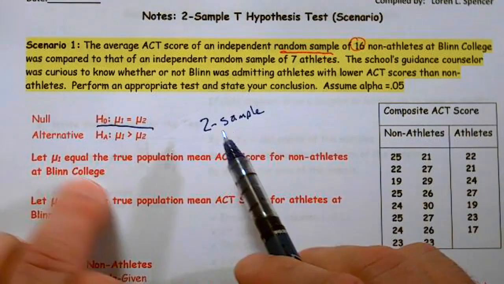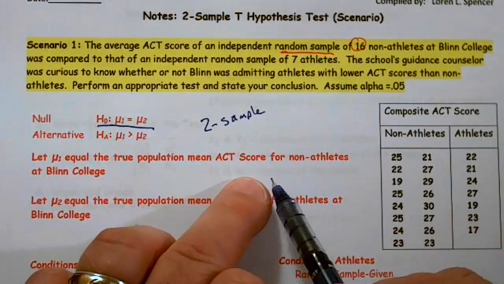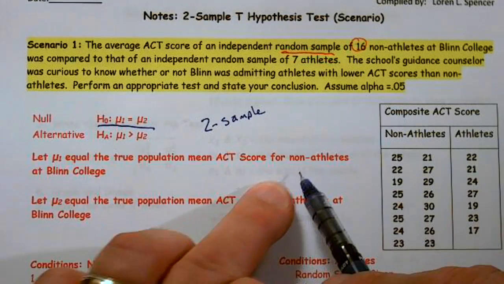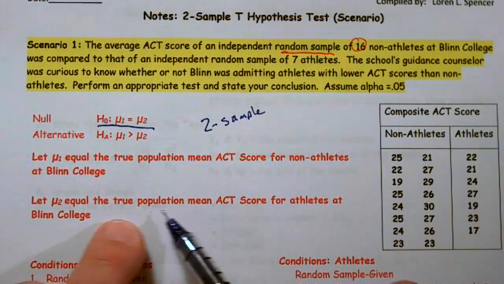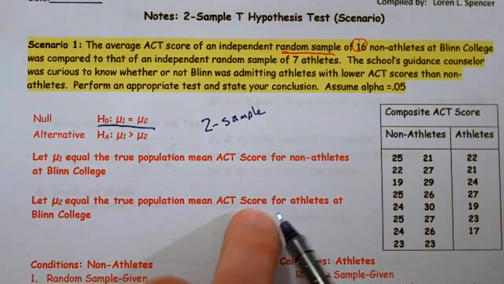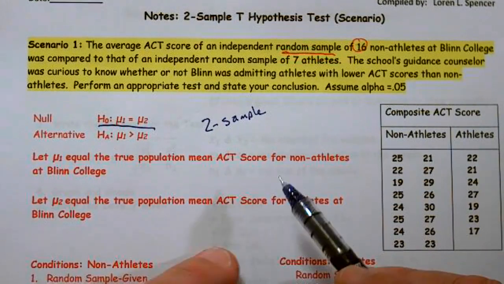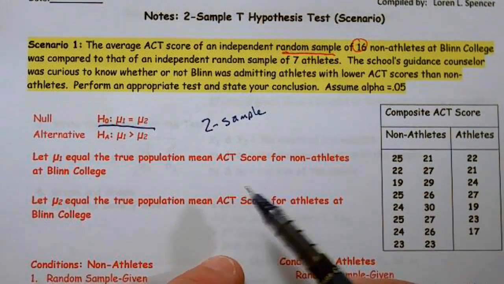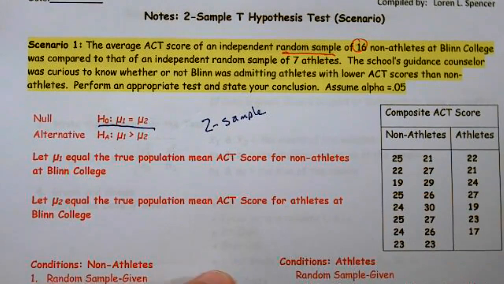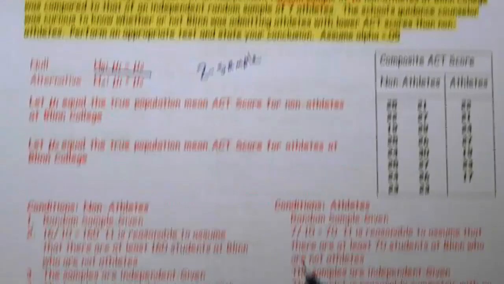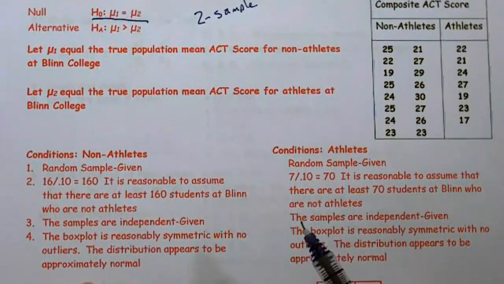Mu1 equal to the true population mean ACT score of non-athletes. Mu2, the true population mean ACT score of athletes. Because that's what we're comparing, ACT scores of non-athletes versus that of athletes. And as I said, we get to do the conditions twice.